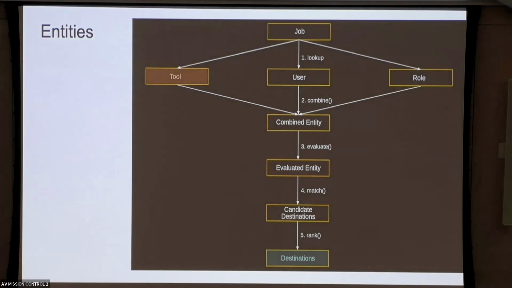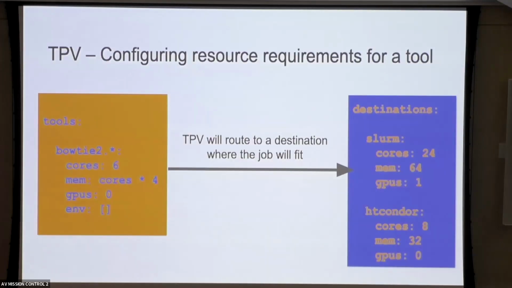So this is what it will evaluate. It evaluates tool specifications, but it can also look at specific details about a user. For example, a different user might have different requirements. For a training, you could imagine a user needing more resources. There's also a Galaxy role, so that could again be a training role, for example. But it combines all of these requirements for a job and evaluates that against the available destinations.